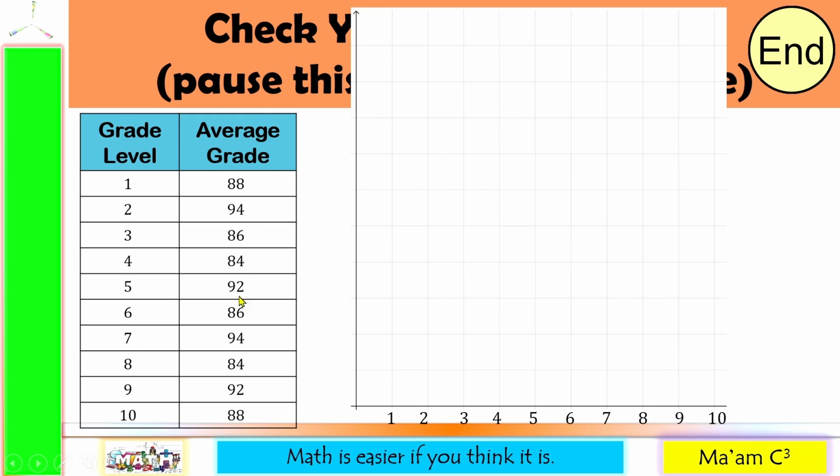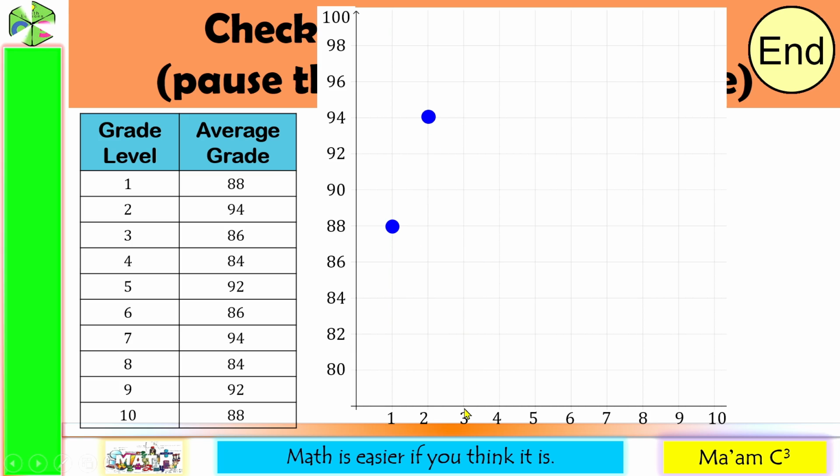Now for the average grade, the lowest value here is 84. Let me just start with 80 and then an increment of 2 going up. So 80, 82 up to 100. Let us plot. Grade 1, 88 here. Grade 2, 94 here. Grade 3, 86 here. Grade 4, 84. Here you go. Grade 5, 92, there you are. Grade 6, 86, there you are.